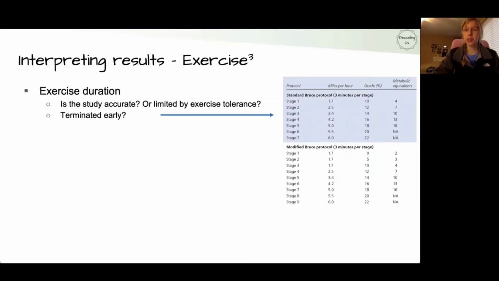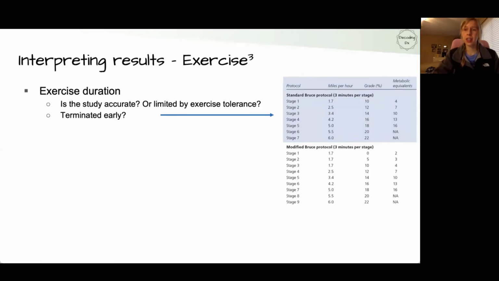So how do we interpret the results of a stress test? Well, let's go one by one. So starting with exercise, the first thing you need to look at on the stress test report is the exercise duration. This is important because it tells you how accurate the test actually is. You can have a patient that may have had a quote-unquote normal stress test, but if they were only able to exercise for a minute, then that actually doesn't tell you a whole lot.